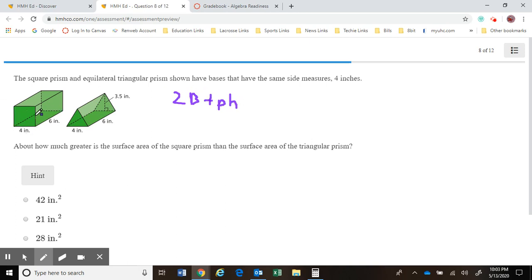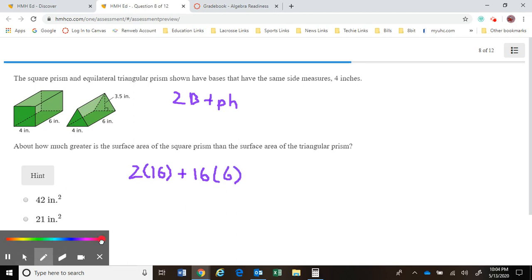So this is a square, right? So that's going to be 4 times 4. Okay, so I know I'm going to get 16. So that's going to be 2 times 16. This is just the square for the 2 capital B. What's my perimeter? Well, 4 plus 4 plus 4 plus 4, that's 16 for my perimeter. And of course, they're 6 inches apart. So we'll do that calculation last.